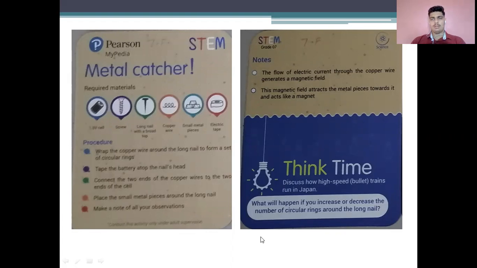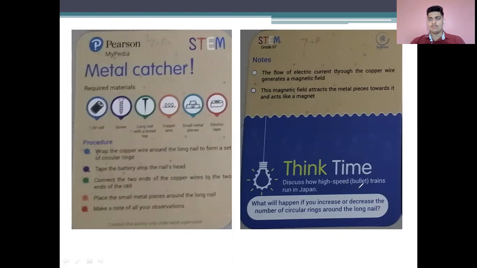That's correct. Now we have seen how that is correct, and what the phenomenon behind that is. I've shown you how we can determine in which direction the magnetic field is, clockwise or anti-clockwise, depending on the direction of current. Then this magnetic field attracts the metal pieces towards it and acts like a magnet. Now, here's a think time, and this is an interesting question.